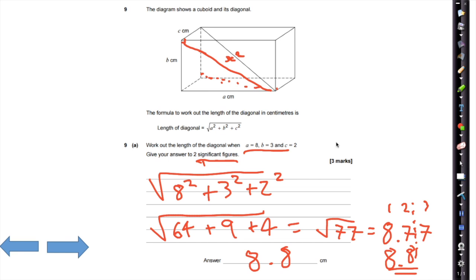Mark-wise, you'll be getting 1 mark for substituting a couple of these numbers instead of the letters. Second mark for getting 8.77, or a number which, if you rounded to two significant figures, would be 8.8. And your third mark is for correctly rounding to the two significant figures that is specified.